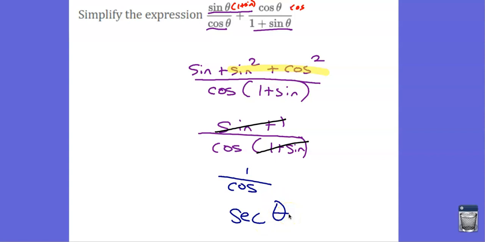And notice that the process using identities, getting a common denominator, simplifying it, this all goes down to secant of theta. So notice I took that expression and I simplified it all the way down just to a secant.